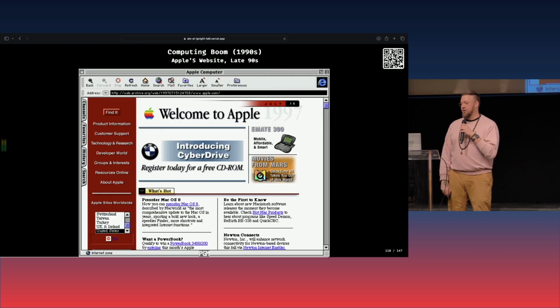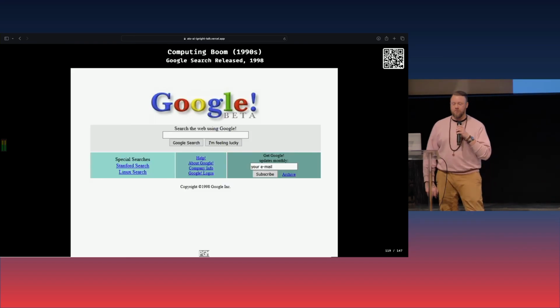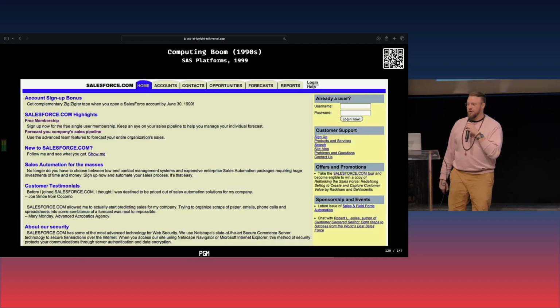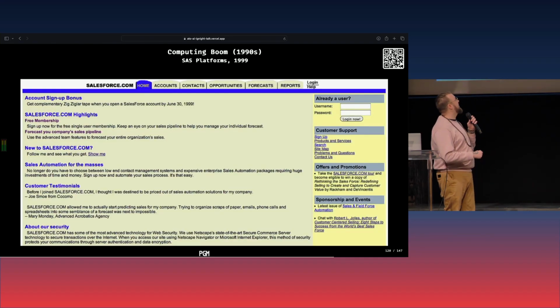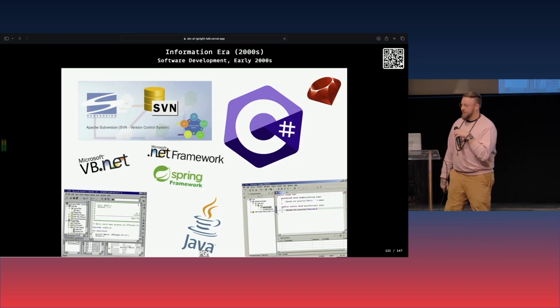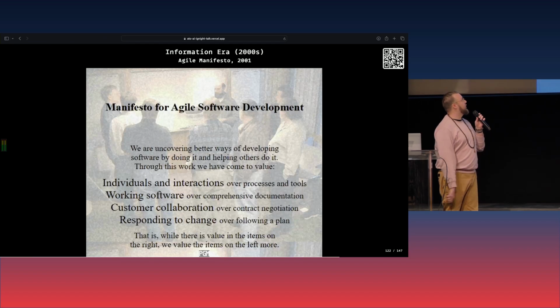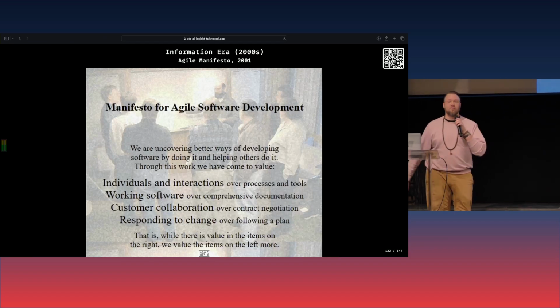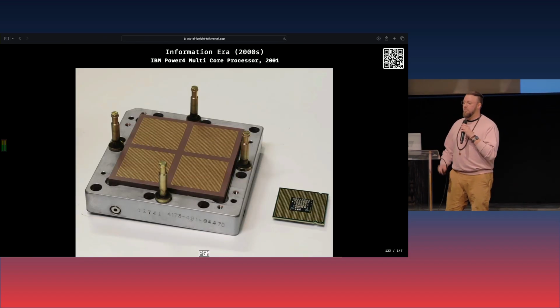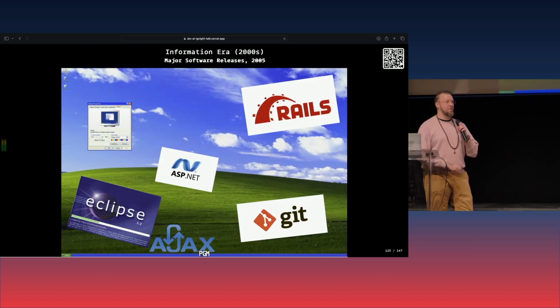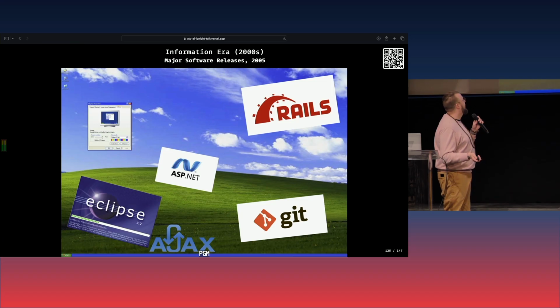Continuing on into 1996 and into the early 2000s, I always like to stop on this slide. 1998, Google looked like this, all right? Salesforce looked like this, 1999, salesforce.com. What? First SaaS application. A bunch of new languages start to burst forth in the early 2000s. The Agile Manifesto is founded 2001. Multi-core processors created 2001. Windows XP releases in 2001, and a bunch of languages burst forth on XP.